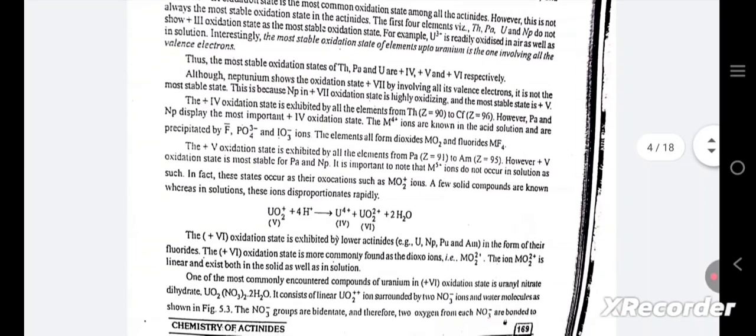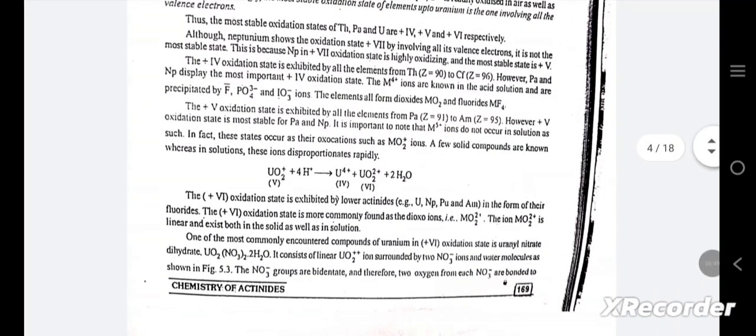The +3 oxidation state is the most common oxidation state along all the actinides. However, this is not always the most stable oxidation state in the actinides. The first four elements do not show +3 as the most stable oxidation state. For example, U3+ is readily oxidized in air as well as in solution. Interestingly, the most stable oxidation state of elements up to uranium is the one involving all the valence electrons. Thus, the most stable oxidation states are +4, +5 and +6 respectively.